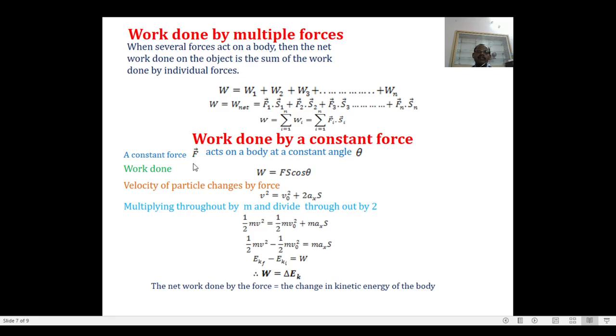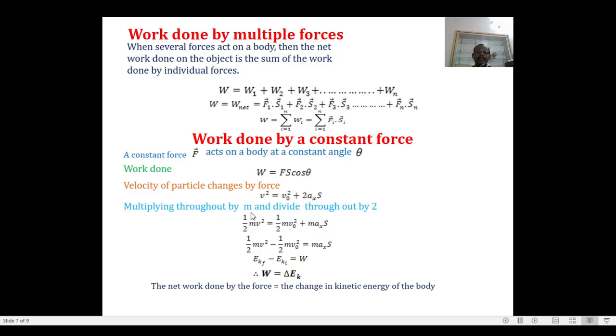A constant force vector F acts on a body at angle theta. Work done W is equal to Fs cos theta. Velocity of the particle changes by the force. Now you know the equation of motion: v square is equal to v naught square plus 2as.